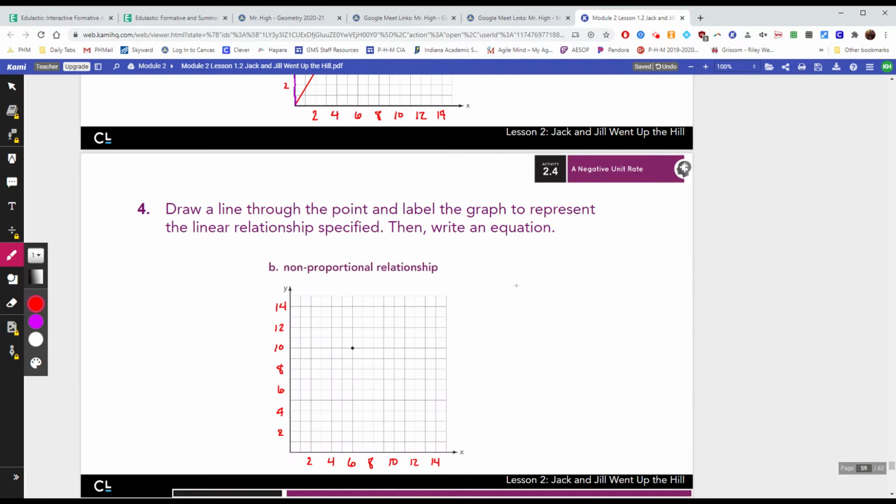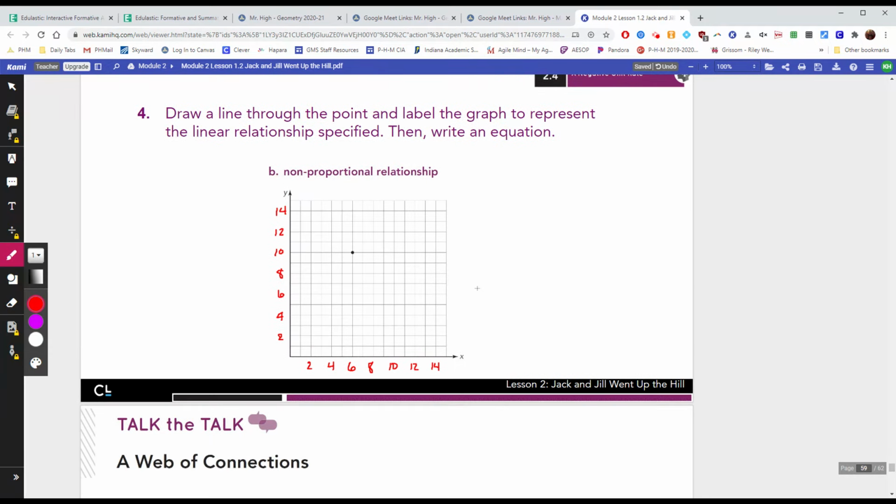For b, this time it's non-proportional. Non-proportional. All that means is my line's not going to go through the origin. So I'm just going to put it right here. I'm going to start up here at 4 and go through that point. There we go. So I know it's non-proportional. That means it's going to follow this form. I need to know m, and I need to know b. B is going to be 4. That's where it starts. My slope, I can do a triangle here for that.